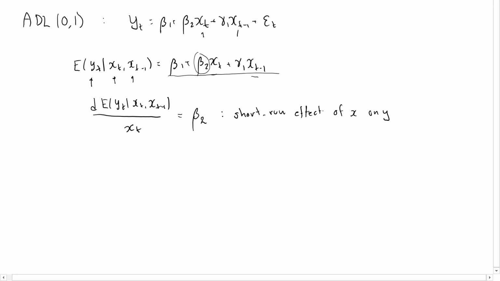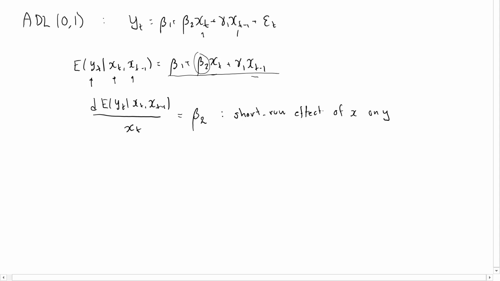of x on y. Now it's not the long run effect, because we also know that if I change the amount that we spend on advertising this period, it will have an effect in this period, but it will also have an effect in the next period. So beta 2 is not the long run effect, but it is the short run effect.